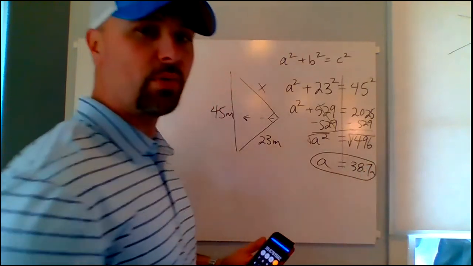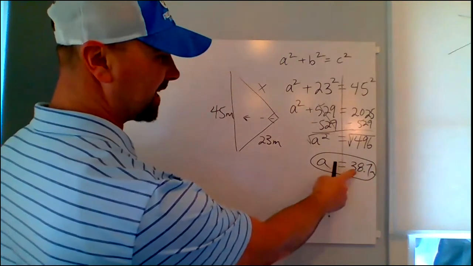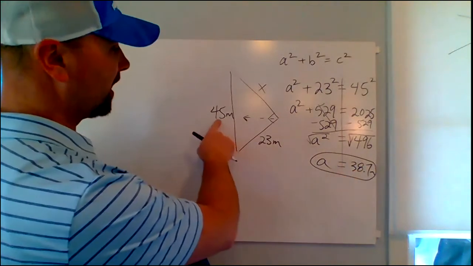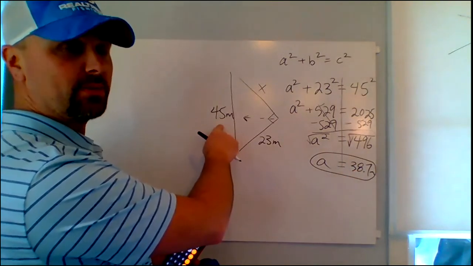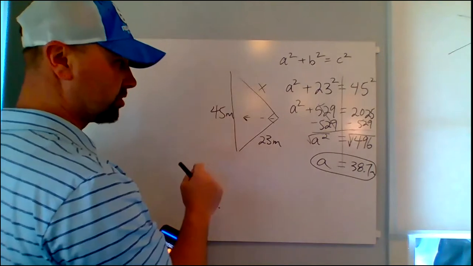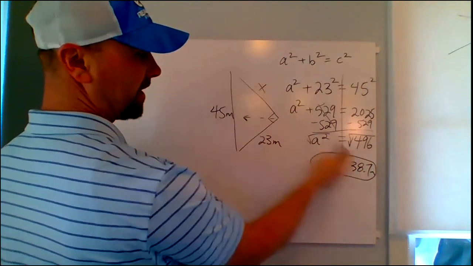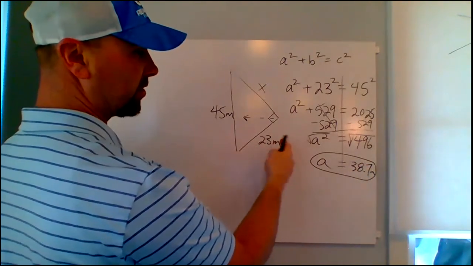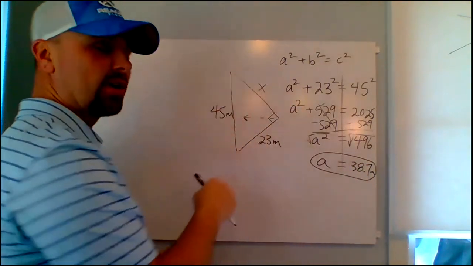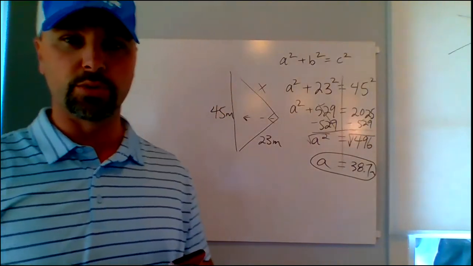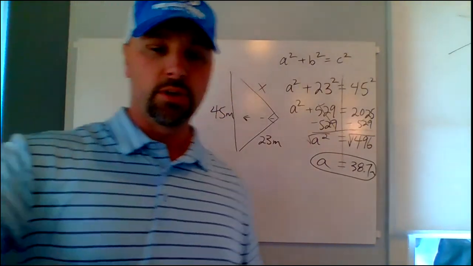Okay, let's check that with our rules. What we know is that's a leg, so it should not be the longest side, and it's not. What we said was the hypotenuse is the longest, and that's true. What we do know, though, is if we take our legs here of 38 and 23 together, those are longer than the 45. So it meets both of those rules. Okay? All right. Hopefully you got that one right.